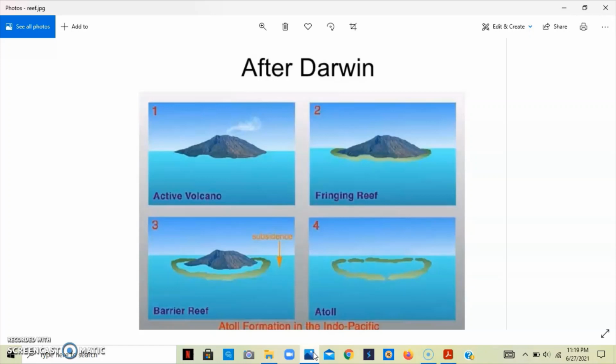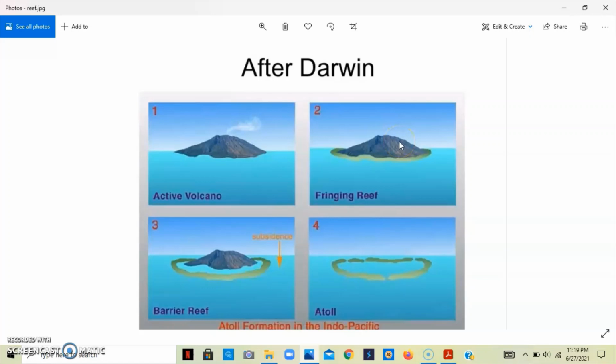Now, Charles Darwin argued that the growth of coral reef began with the building of a fringe reef around an extinct volcanic island. So you had an active volcano, and then it became extinct, and right around the volcano, that's where we had a fringing reef starting to grow.